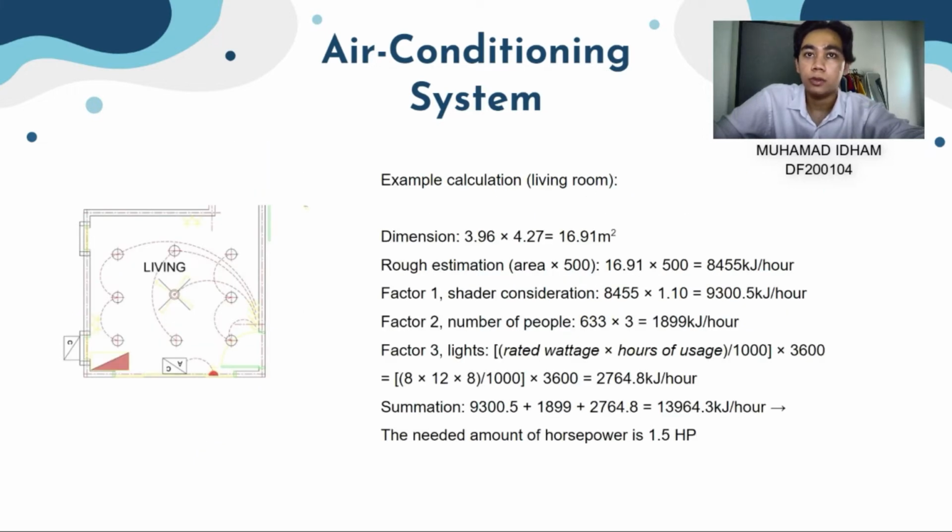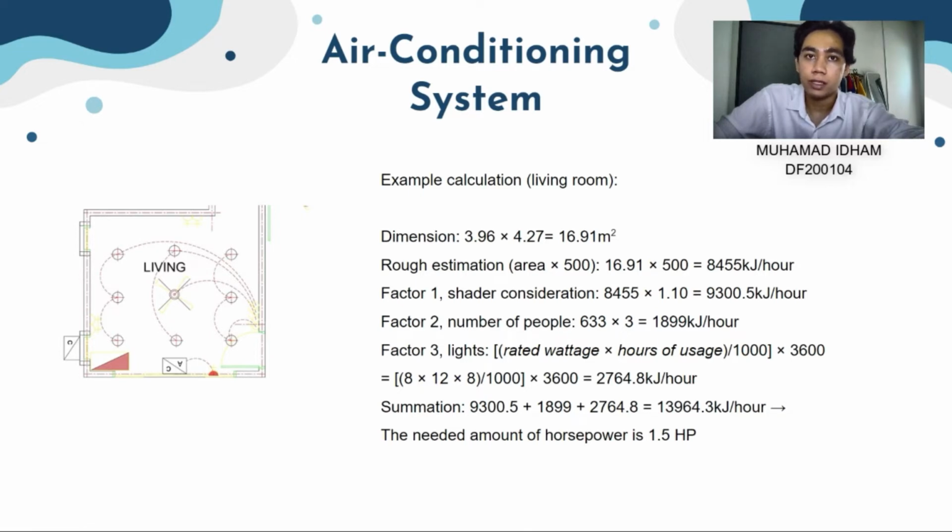Moving on to the example calculation, I'll be using the living room. First of all, we need to determine the dimensions, which are 3.96 meters times 4.27 meters, which is 16.91 meters square. For the rough estimation, we need to multiply the area by 500. So 16.91 times 500 equals 8455 kilojoules per hour.